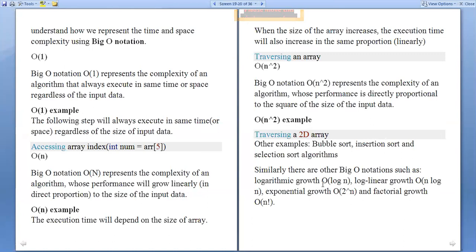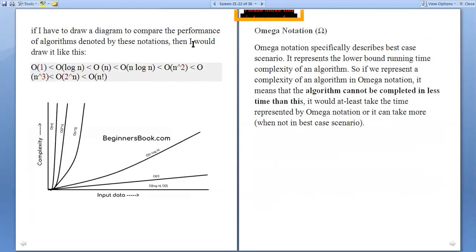There are other functions in big O notation. We have O of log n, O of n log n, O of 2 power n, O of factorial of n. All these are other functions. So there is a comparison of the performance of the algorithms. We can represent those things with these functions, with these notations.